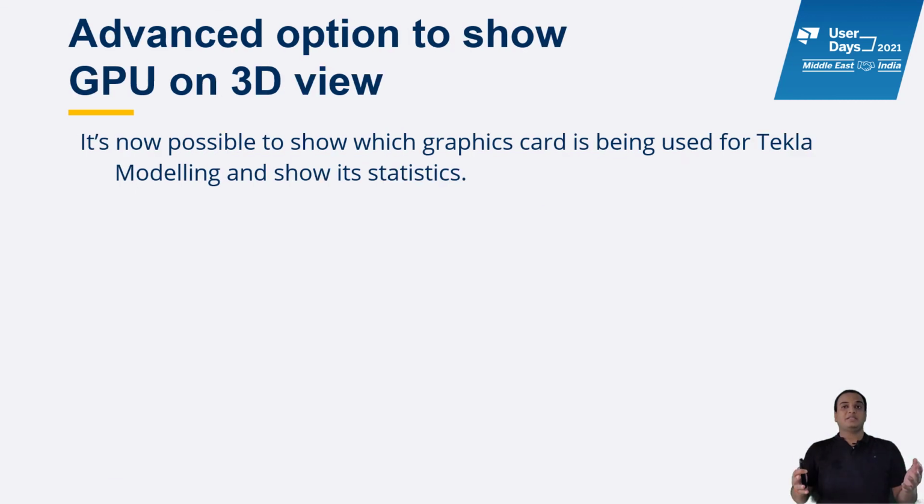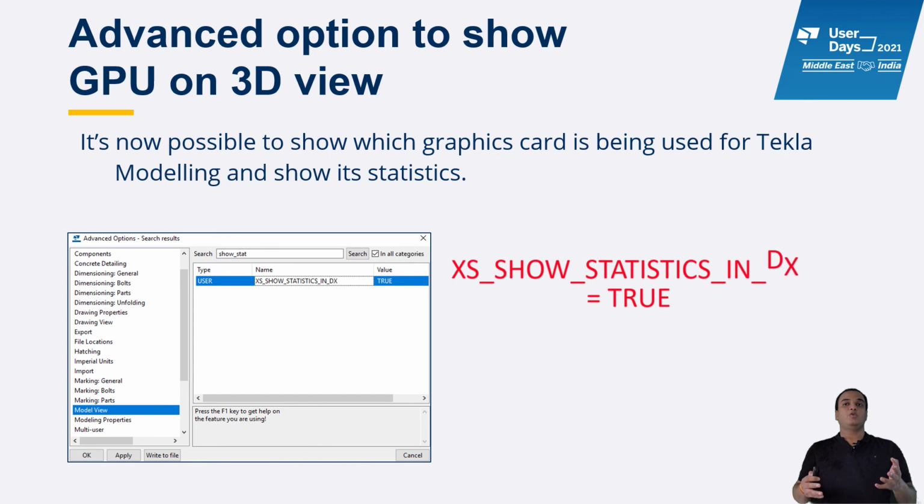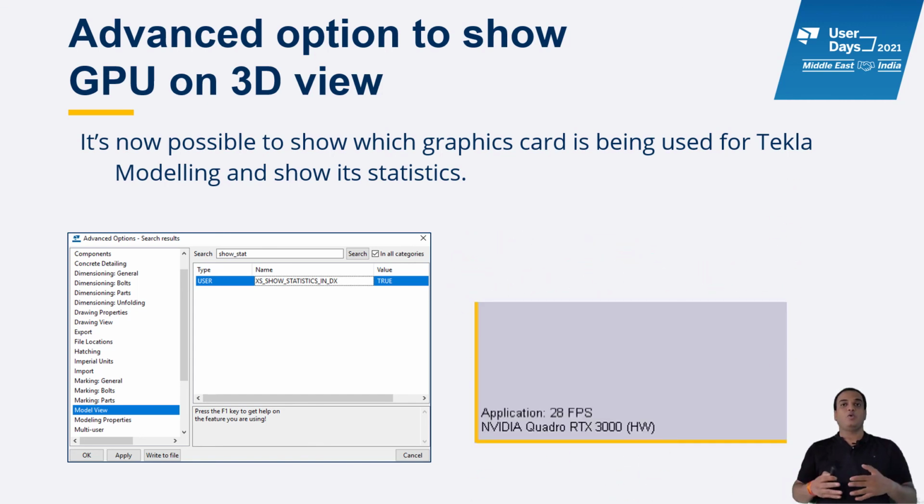Now with Tekla Structures 2021, it is possible to show which graphic card is being used by Tekla modeling, and you can also see the statistics on the view itself. This helps users know that the graphic card is correctly configured and working. To turn this setting on, you need to set the advanced option to show statistics in DX to true, and then after making it true, in your 3D view, the graphical information will look like this.